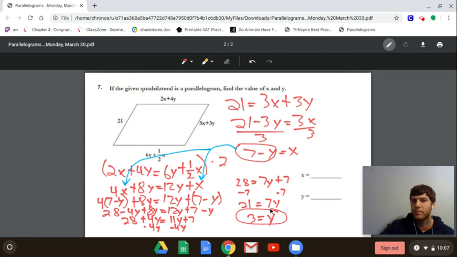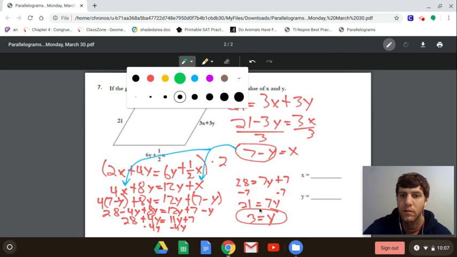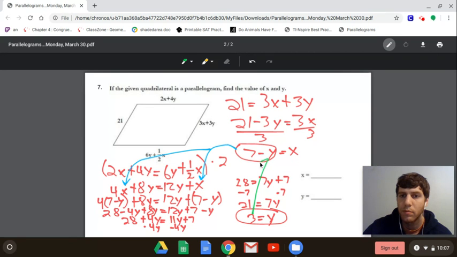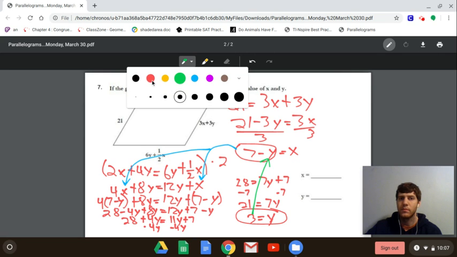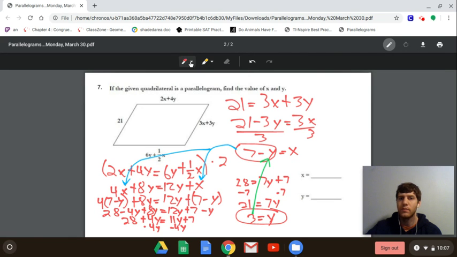Okay. We want to find x now, so we can now take our 3. We can plug it in here for y. Okay, so we're going to have 7 minus 3 equals x. And that's going to give us 4. So you should get x is 4 and y is 3.